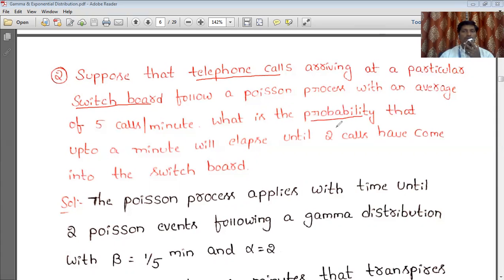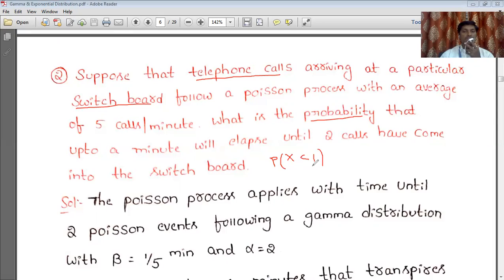We need to find the probability that up to a minute will elapse until 2 calls have come into the switchboard. Up to a minute means how much time it takes for the calls to come: 1 minute or less than 1 minute, less than or equal to 1. By taking this information, we need to find the probability of x less than 1, or less than or equal to 1.